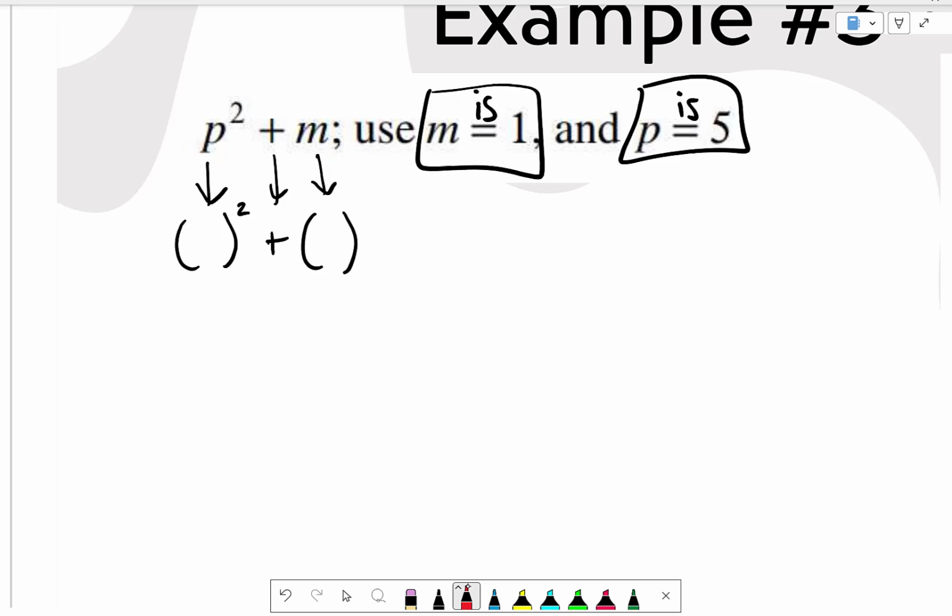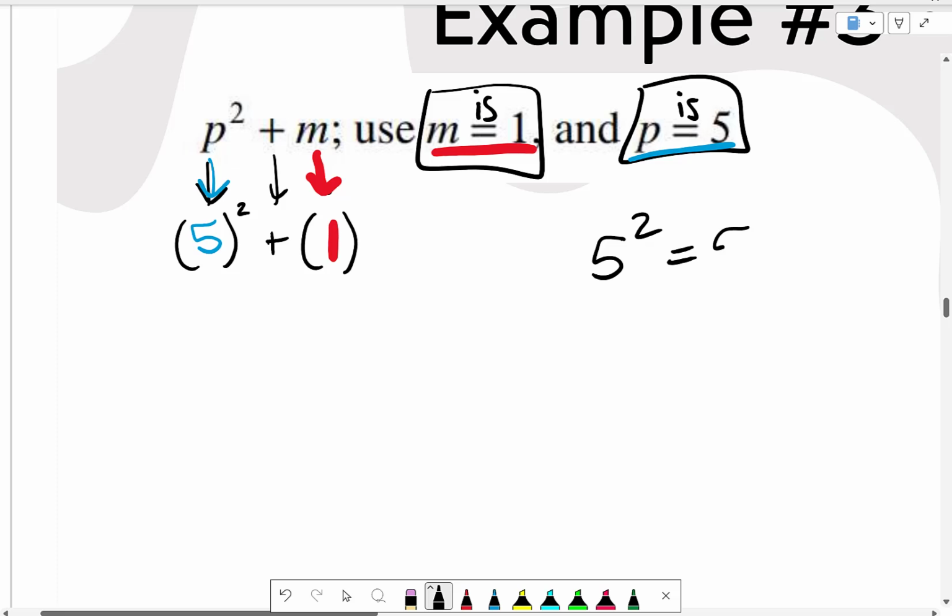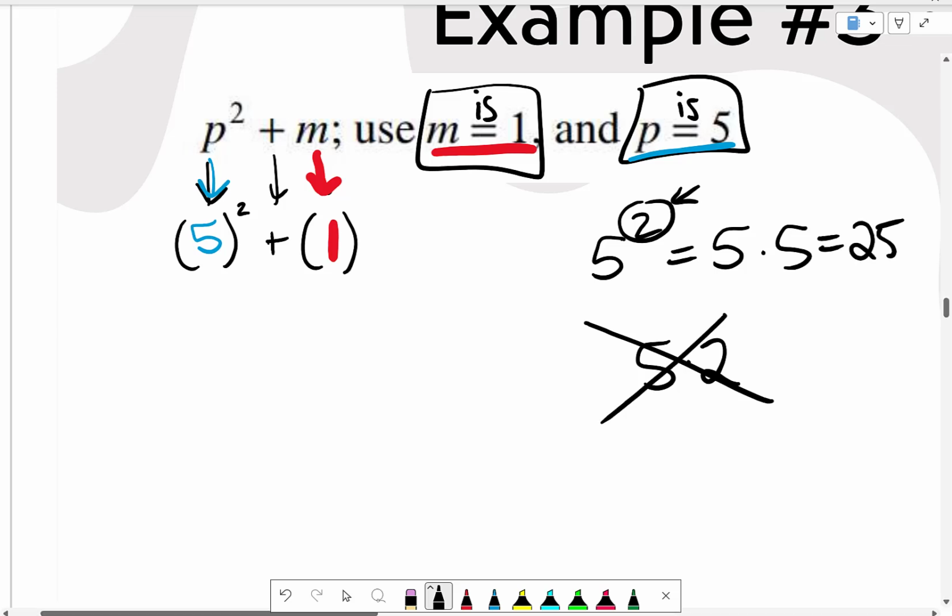So m is 1, so this is m, right? And put a 1 there. Okay, then we have p is 5, so that's going to be this one. Right, and then now we can solve. So 5 squared, just as a little review, this is 5 times 5. We have it 2 times. Do not do 5 times 2, that is very wrong. So the answer should be 25. We're doing the square. Okay, so this is 25 plus 1, which is 26.